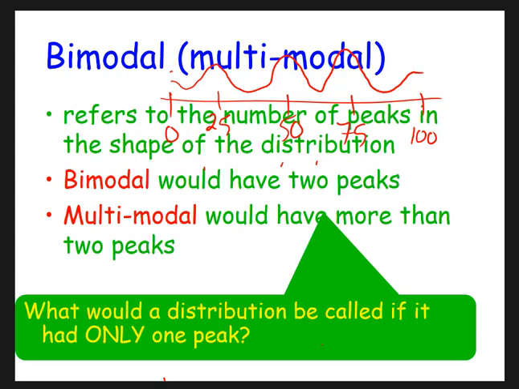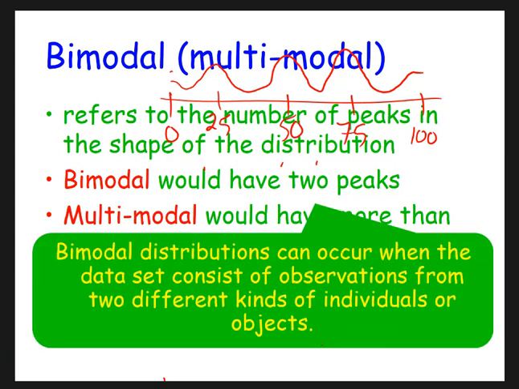What would a distribution be called if it had only one peak? Well, if it has only one peak, then it's either symmetrical or skewed, or unimodal. So bimodal distributions can occur when the data set consists of observations from two different kinds of individuals or two different possible outcomes.